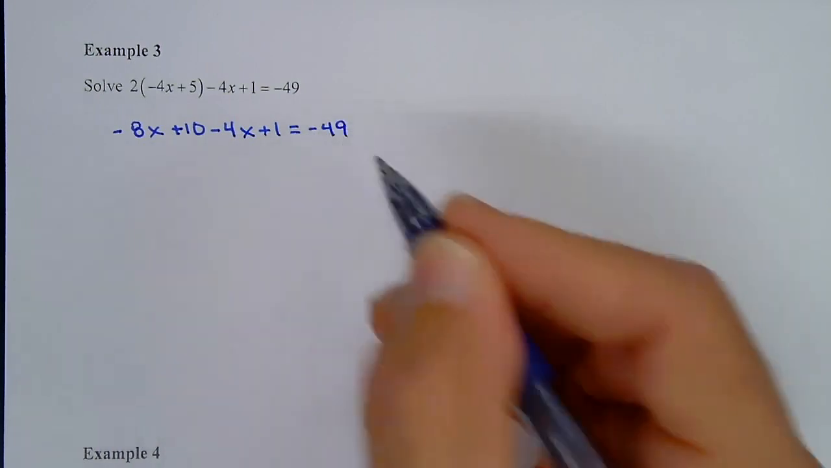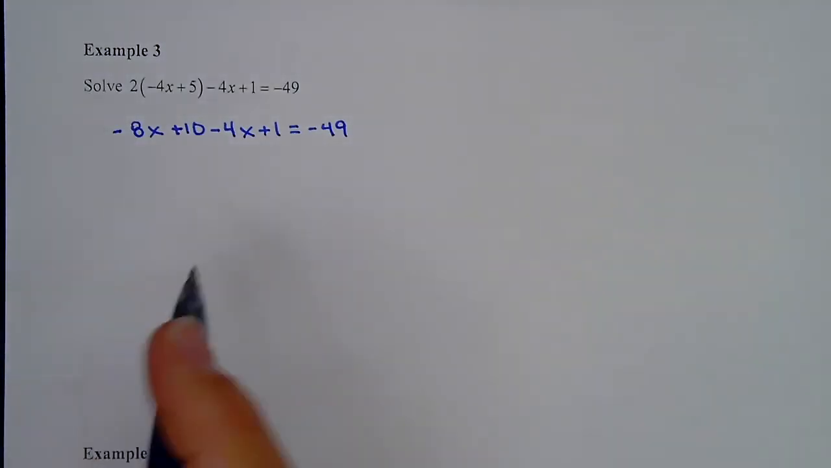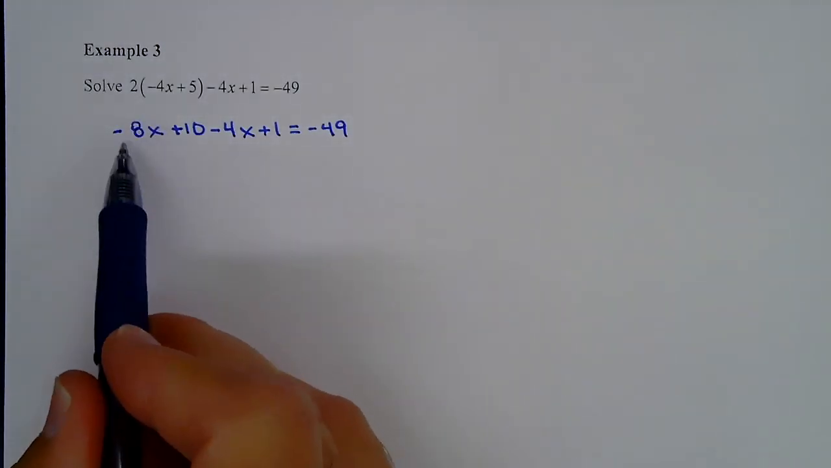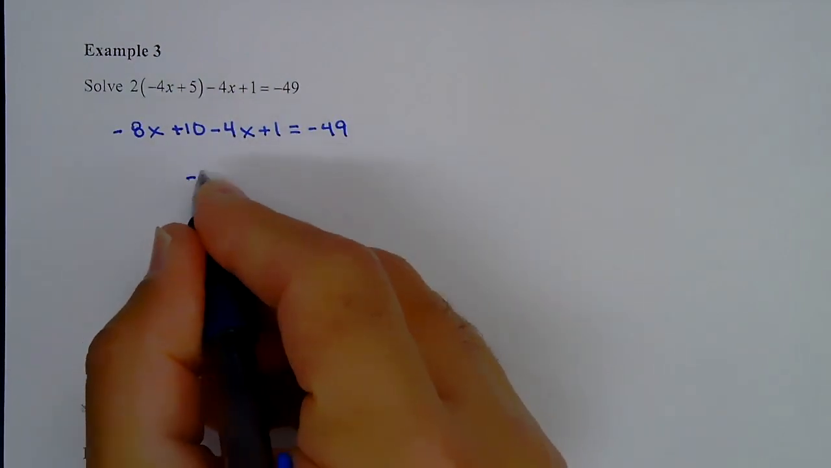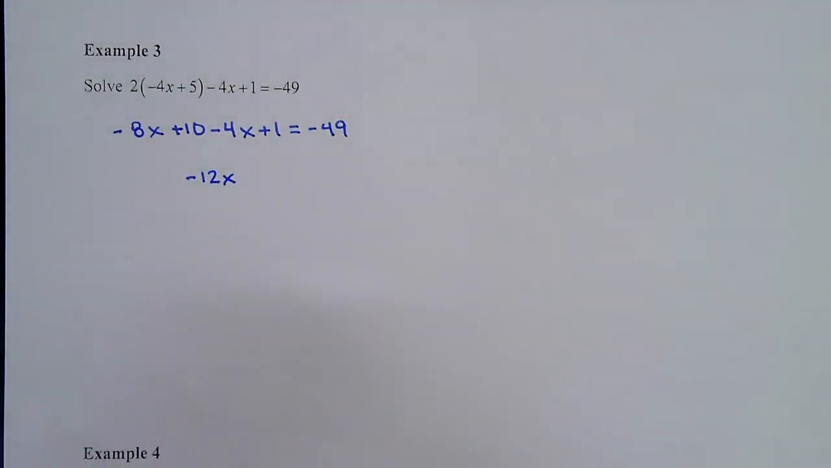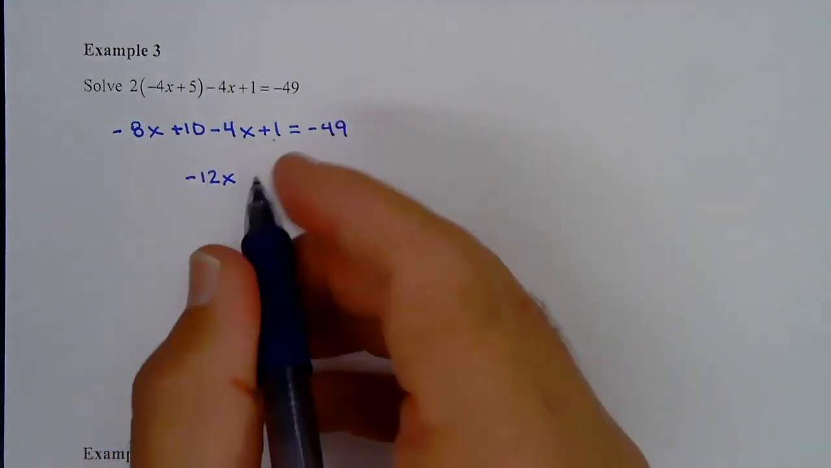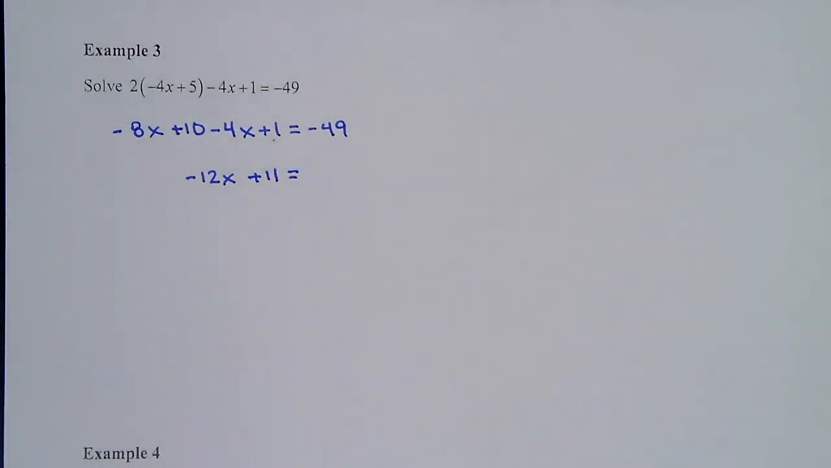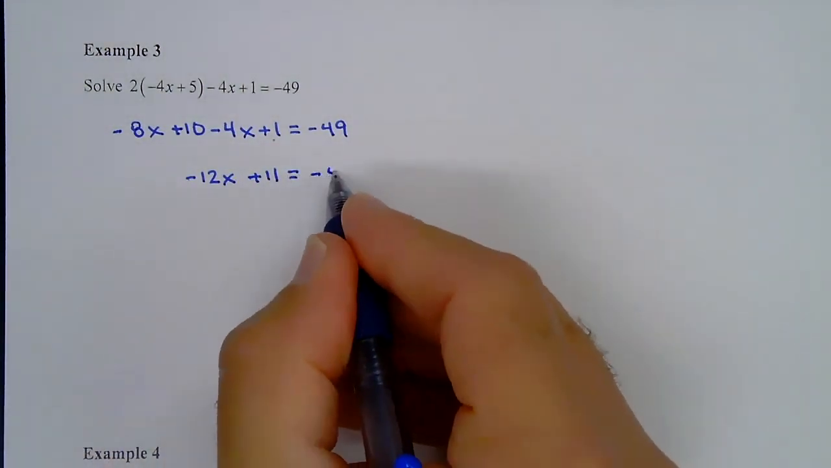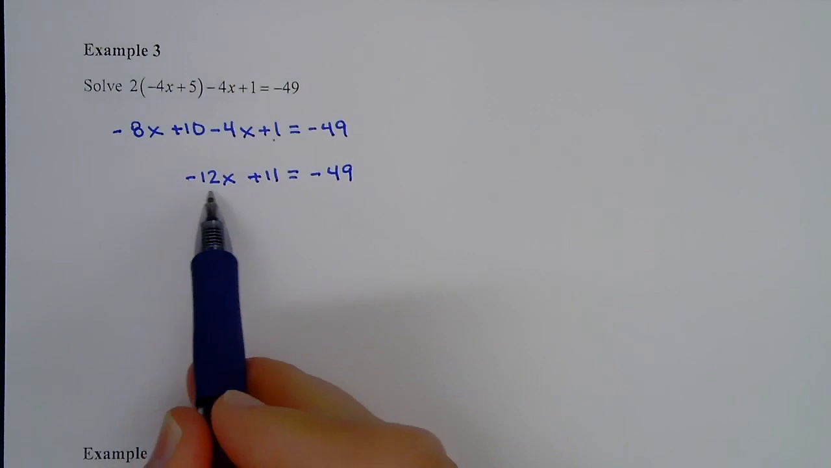Okay. And now on this left-hand side, before we start moving stuff, we can combine some things. So this is -8x and a -4x, which is going to make -12x. Okay. And then right here, this 10 and the 1 makes 11. So plus 11 is equal to, and then this would be -49. Okay.